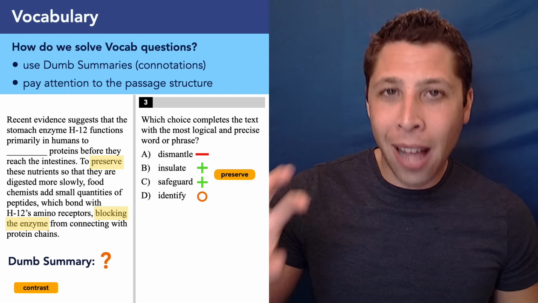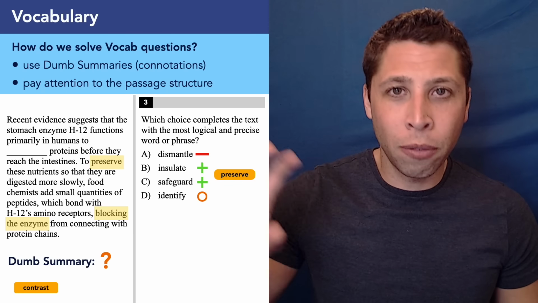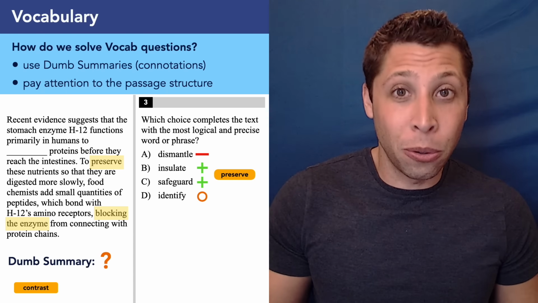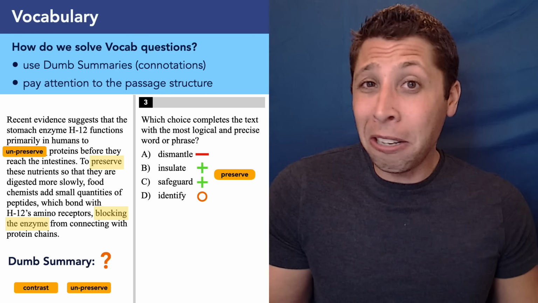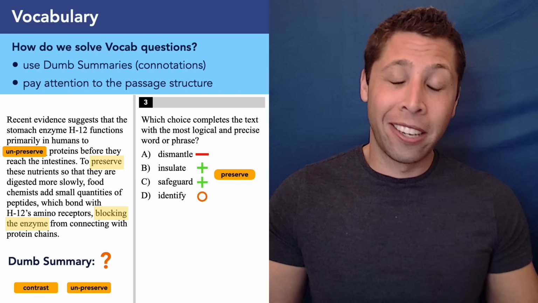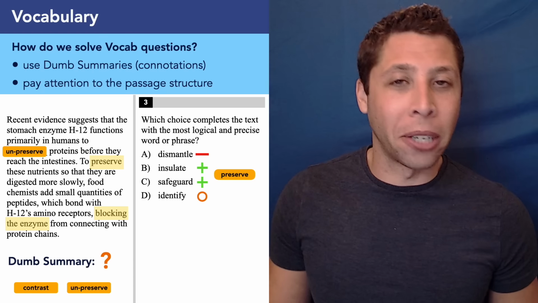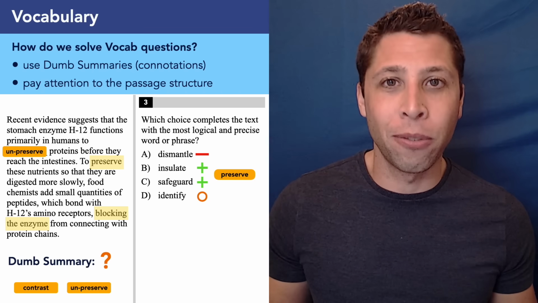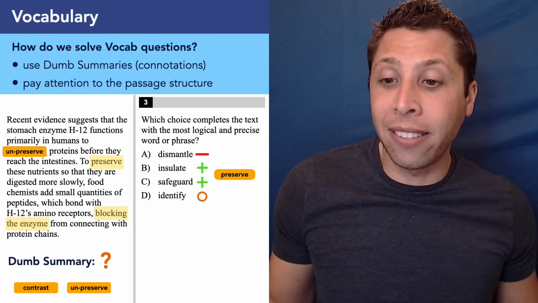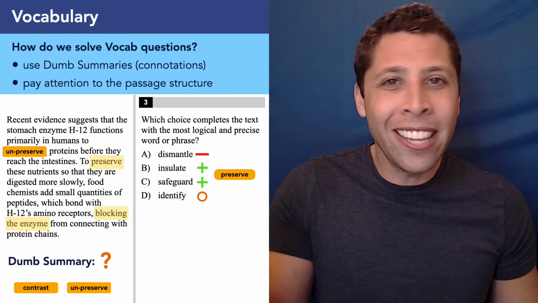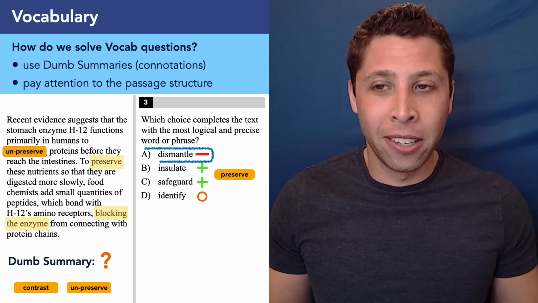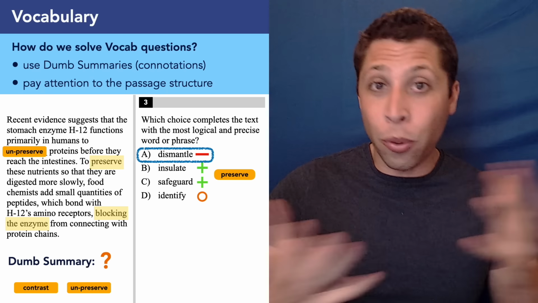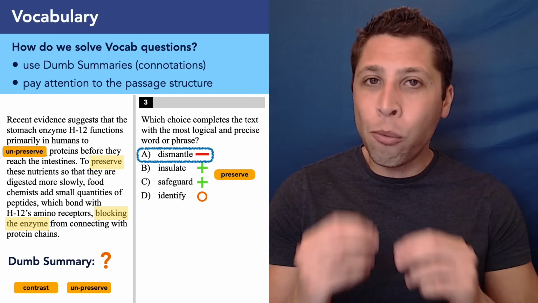If blocking the enzyme preserves the proteins, then what does the enzyme itself do? It probably unpreserves the proteins, which is about as dumb as a dumb summary can get, because that's not even a word. But notice it's capturing the contrast in an effective way. And so it's giving me something to think about. And once I've got that, the answer is actually really obvious. Dismantle, right? Dismantle means to take apart, and preserve means to keep something together. So there's my obvious contrast. And that word is not hard.